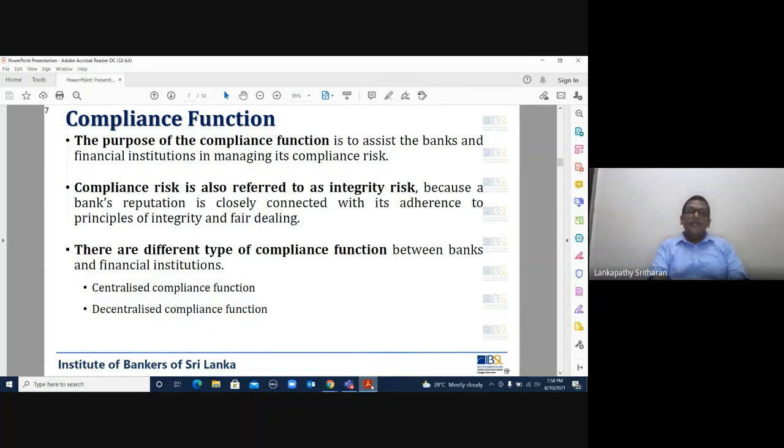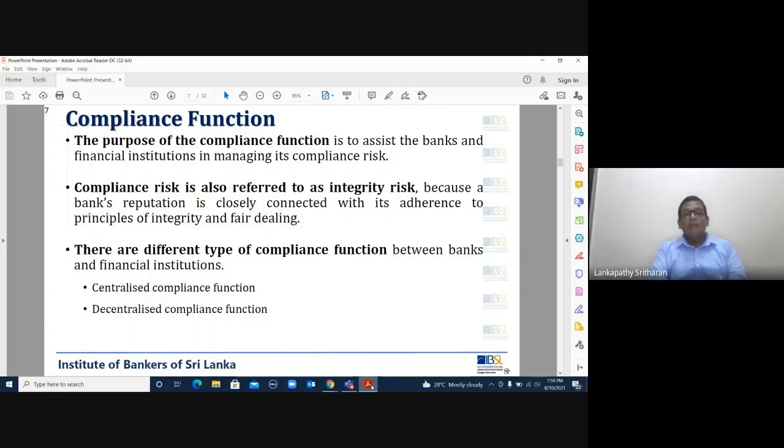Actually, the compliance risk has to be referred to as an integrity risk because, as I mentioned already, non-compliance with any legal or regulatory requirement will affect the bank's and finance institution's reputation. The bank's reputation will be severely affected if they do not comply with their regulatory requirements. So that's why it's called an integrity risk.